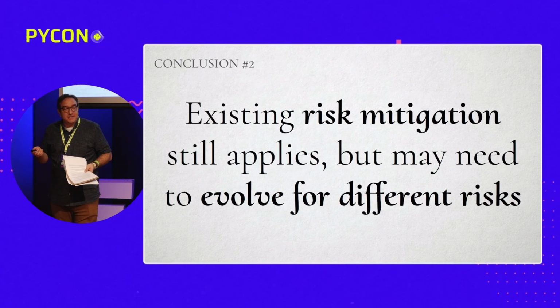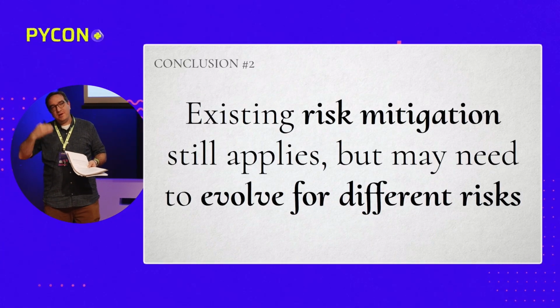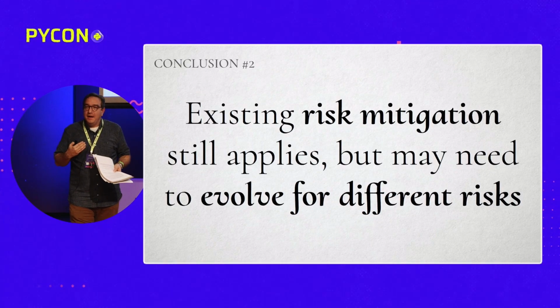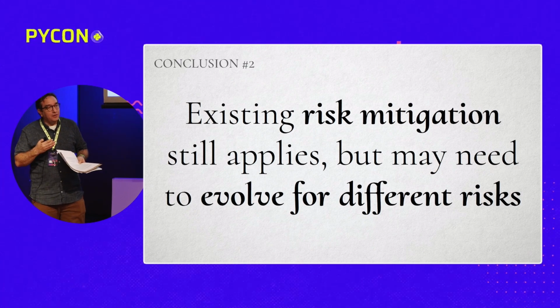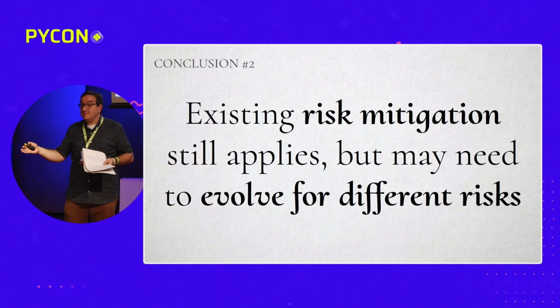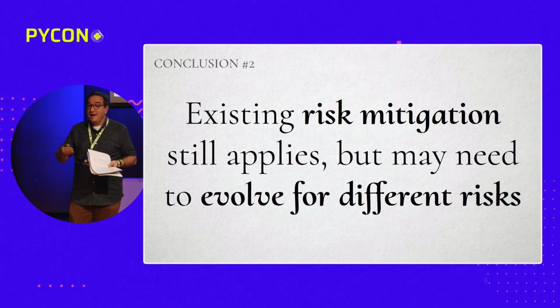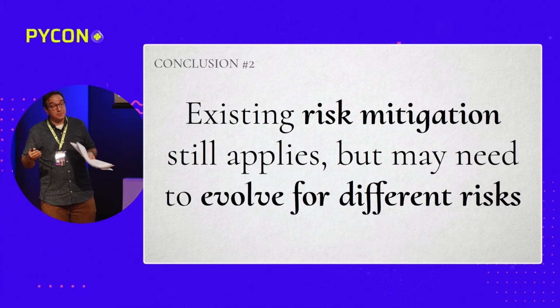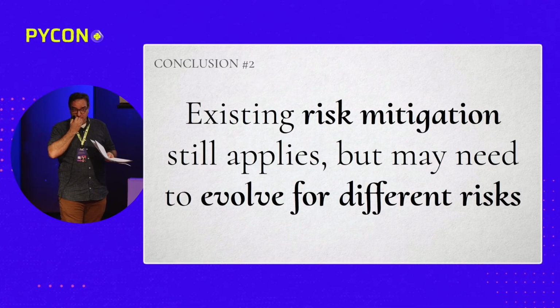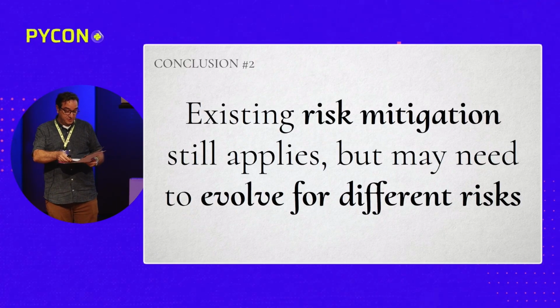My second conclusion is that the existing risk mitigation things we have in the way we do open source still apply, but they're probably going to need to evolve for different kinds of risks. The coding mistakes that LLMs make are going to be different from human beings. And the human impersonation problem may be a new risk that we now need to think about in terms of security of open source.